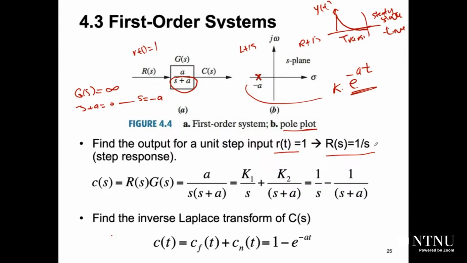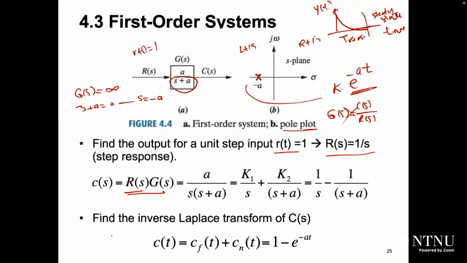This is the Laplace transform. So we need to get C of S, the response. C of S will be R of S multiplied by G of S, because G of S equals the output divided by the input. Cross multiply: C of S multiplied by 1 equals R of S multiplied by G of S. You just substitute R of S as 1 divided by S, so it will be A divided by S times S plus A. Use partial fraction expansion because we have this complex fraction. We need to write it as a summation of simpler fractions, so it will be K1 divided by S plus K2 divided by S plus A.